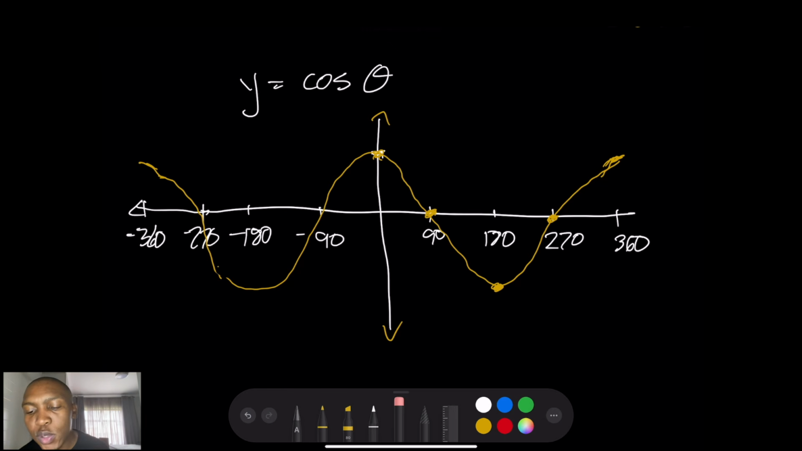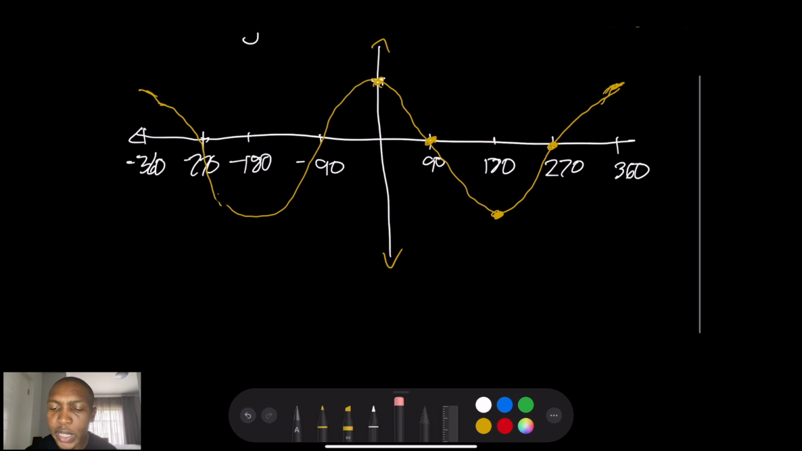Now what we're going to do is look at the shift of the graph. Just remember, we said that frequency affects the period of the graph, but of course, we're going to look at a couple of examples.